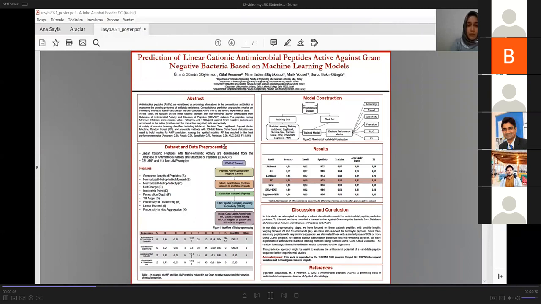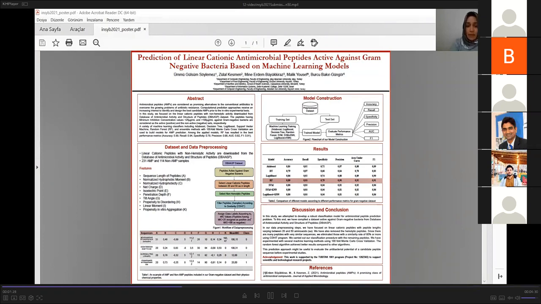In our project, first of all, we create a data set, and this data set we create according to some rules. First of all, from the DBASP web server, we select peptides that are active against gram-negative bacteria, and then we select linear cationic peptides between 20 and 50 amino acids in length, and then we select non-hemolytic peptides, and after we download these peptides, we filter these peptides according to similarity. For this purpose, we use the CD-HIT program, and we select peptides whose similarity cutoff is 80%.